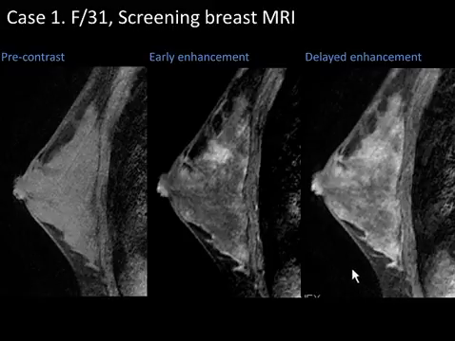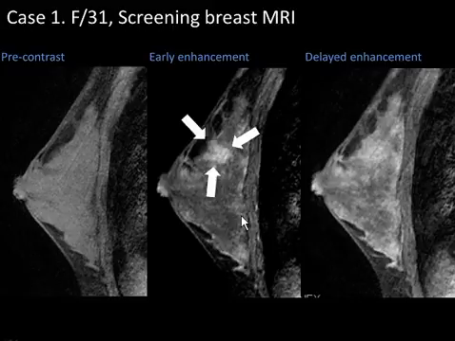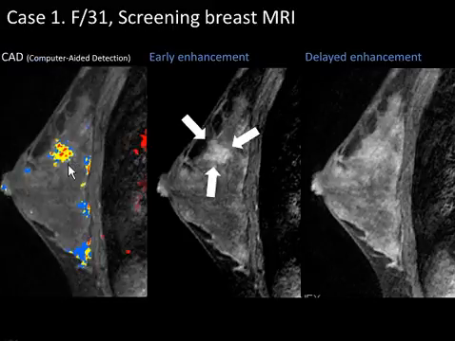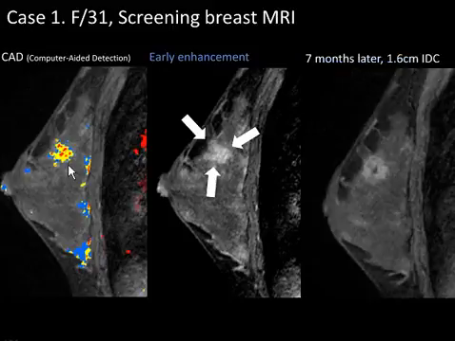Let me start by introducing a representative case. This is a screening breast MRI of a 31-year-old woman. Would you recall this woman for biopsy or not? Is this lesion a true lesion or background parenchymal enhancement? But if you see this MR-CAE, I think you might not hesitate to classify this finding as suspicious. This was proved to be a 1.6 cm invasive cancer 7 months later.